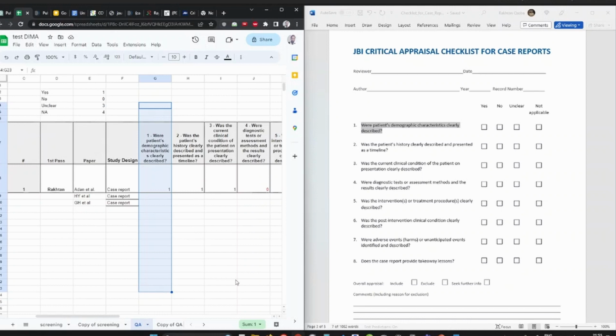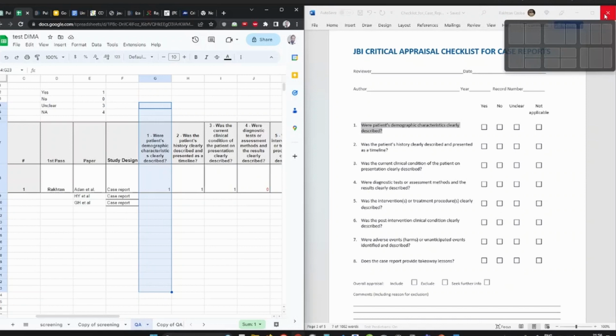Or the first and second author can talk between themselves and come up with one particular decision, yes or no, or unclear or not applicable. Or a third author will come in and give a final decision on that. This will be the quality appraisal part. All this will happen for all the papers.